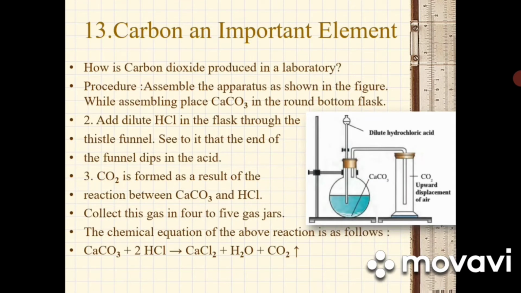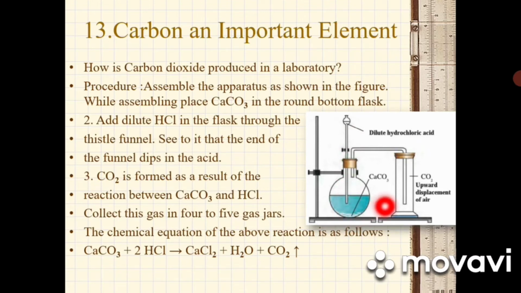How is carbon dioxide produced in a laboratory? Procedure: assemble the apparatus as shown in the figure. While assembling, place calcium carbonate in the round bottom flask. Add dilute hydrochloric acid in the flask through the thistle funnel. See to it that the end of the funnel dips in the acid.